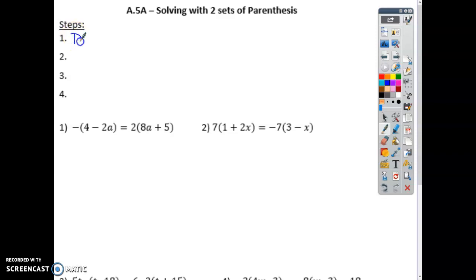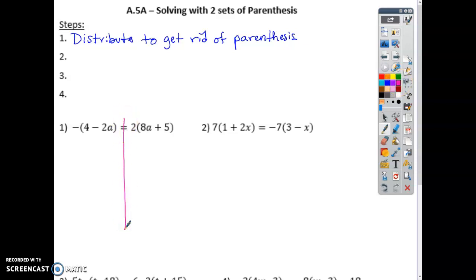Distribute. So we have to distribute anything that has parentheses. Distribute to get rid of the parentheses. So we need to do distributive property first. Okay, so problem number 1.